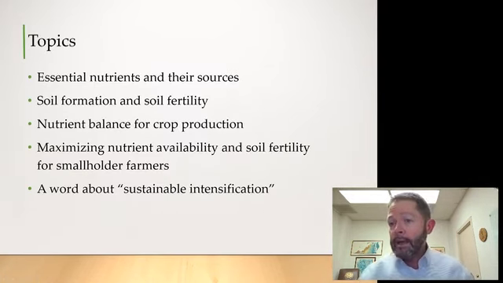So here's what I'd like us to talk about today. One is, what are essential nutrients and where do they come from? How does soil formation and soil properties influence soil fertility? We need to talk about nutrient balance for crop production, maximizing nutrient availability and soil fertility for smallholder farmers. And I also want to say a word about sustainable intensification, because it often comes up in these kinds of discussions.